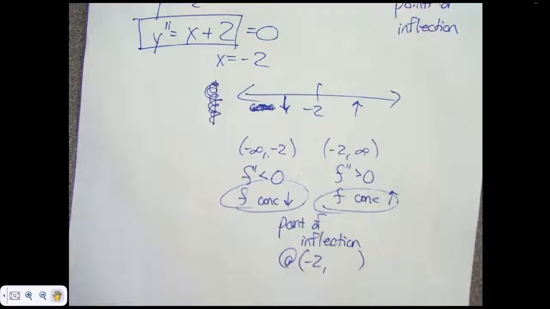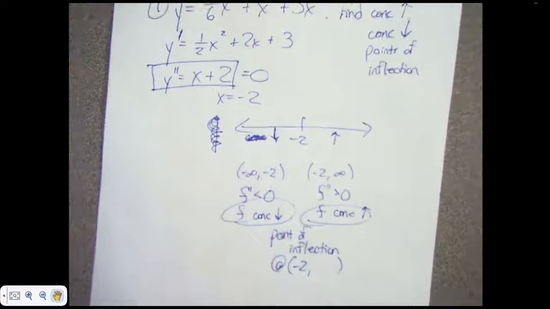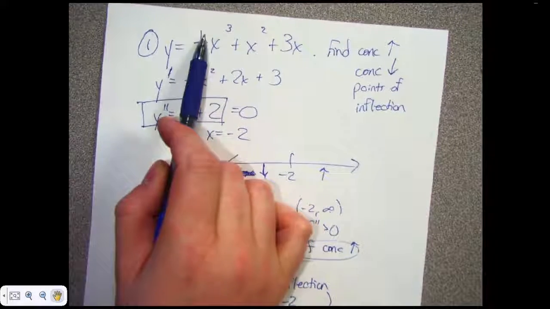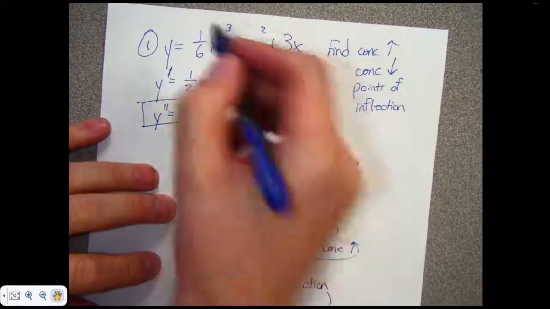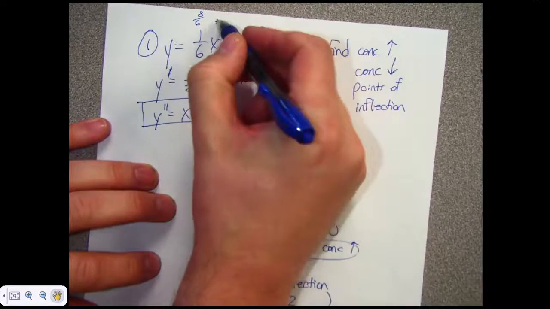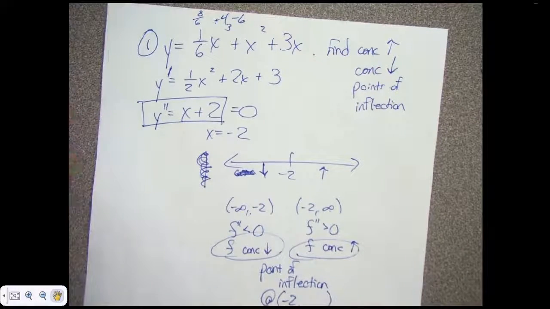So if I plug -2 into the original, -2 to the third is -8, so it'd be like 8/6. -2 squared is 4, minus 6. I'm not too concerned about this number. In fact, I'm just going to stop. Do you guys know how you would find the y value? That's all I need. Questions on any of the rest of it, though?